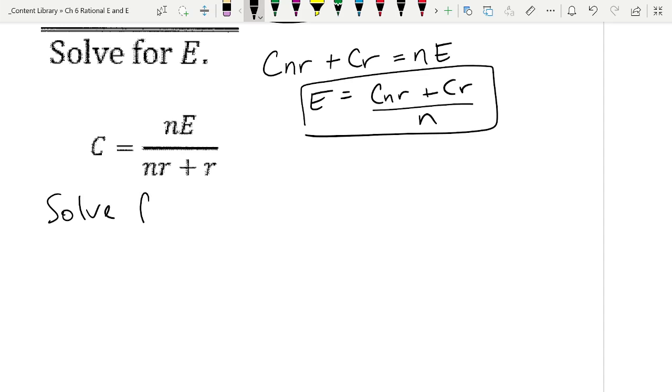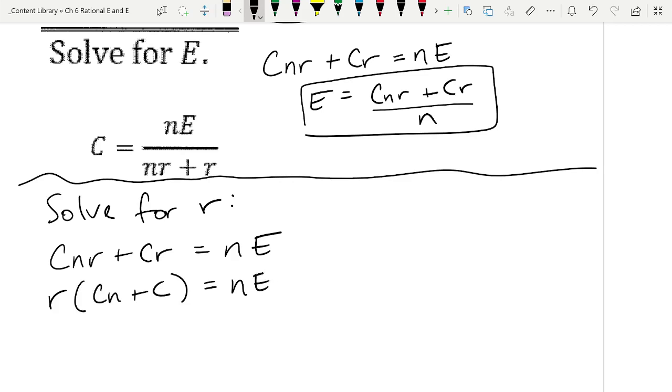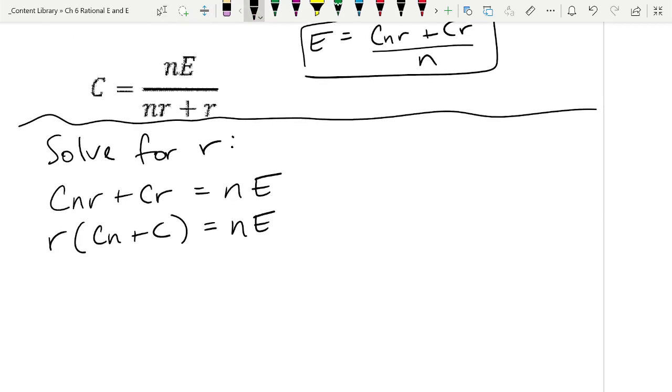Same equation. Let's solve it for r. So same equation, but this time I'll solve it for r. So again, the first move has to be the same. I'm going to get c times n times r plus c times r equals n times e. And now we use the same trick we used in the last question. We factor out the r, leaving me c times n plus c. And then we divide both sides of the equation by c n plus c. And I get n e over c times n plus c.